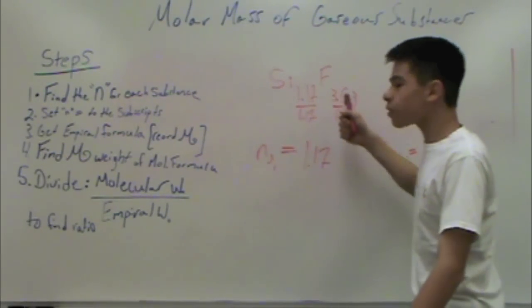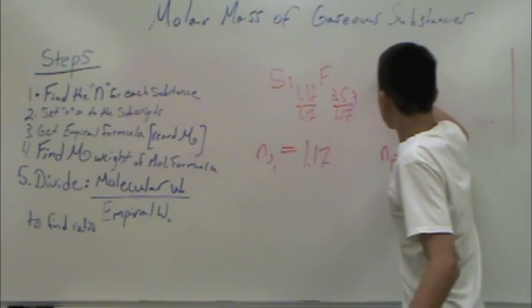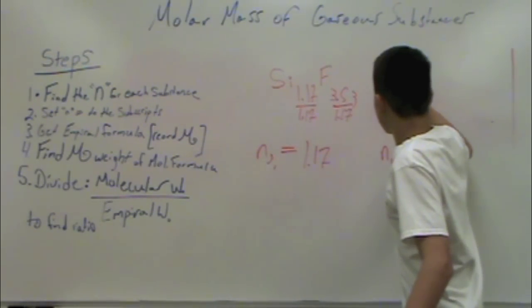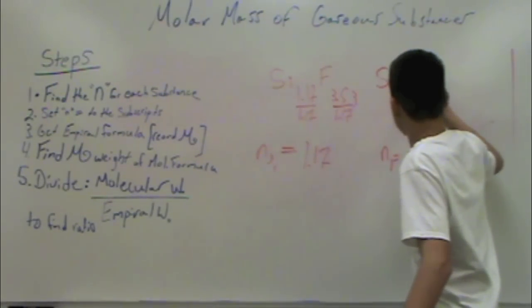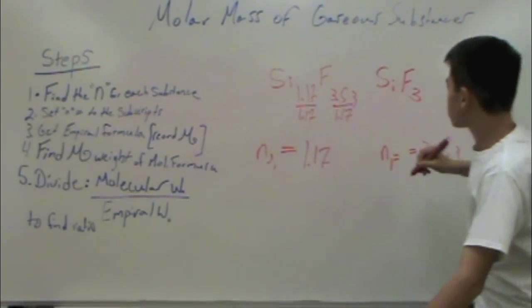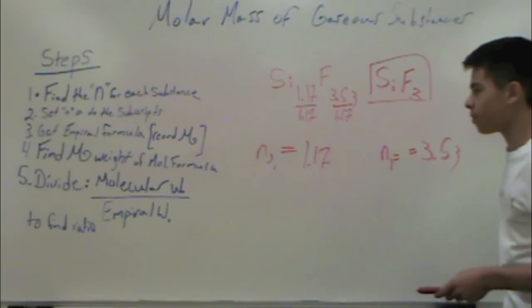so that our subscript, when we divide, has to be an integer. So you're going to round. So silicon is 1, and when we divide this, we get fluorine to 3. So this is now our empirical formula.